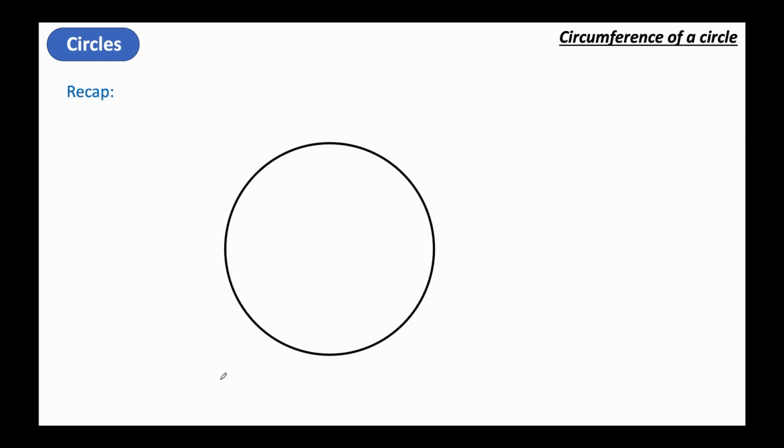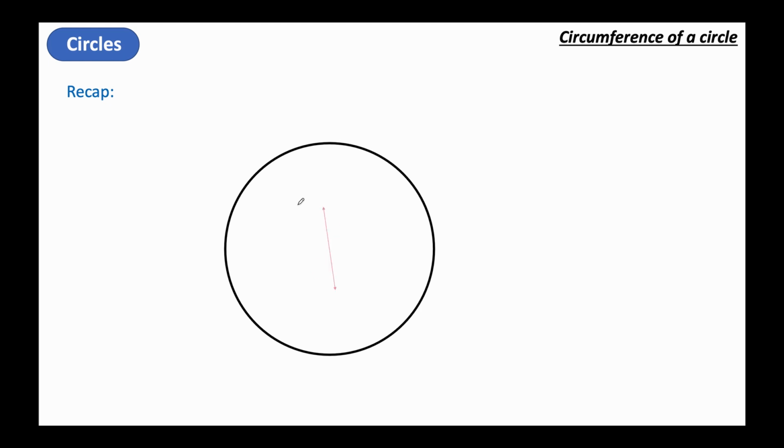Let's move on. Now, what we're going to do today is the circumference of a circle. The circumference of a circle is the distance around the outside. The circumference is the outside, and we want to know how long it is to go all the way around. It's a bit like wrapping a bit of ribbon around a Pringles tube. How much ribbon do I need?